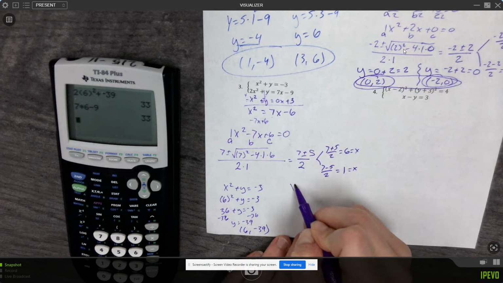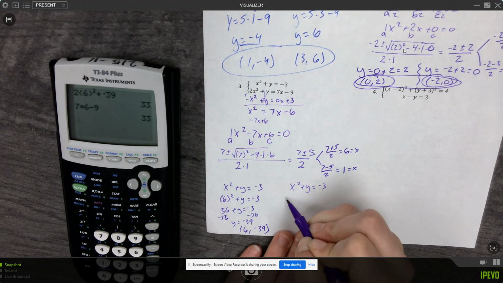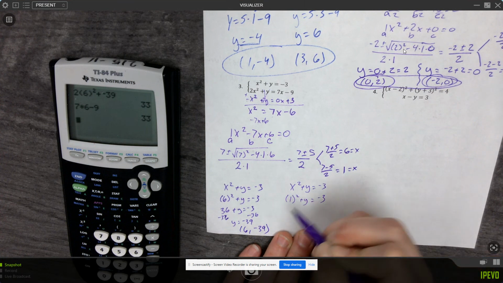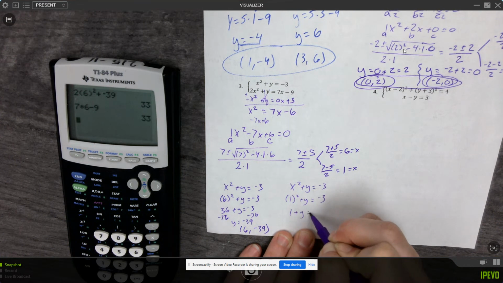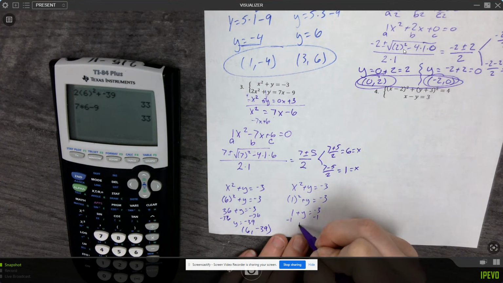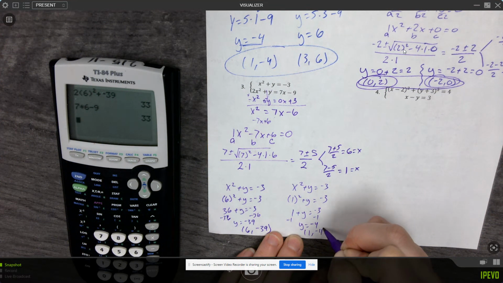Now do it again. x squared plus y equals negative 3. This time plugging in 1 for x. So 1 squared plus y equals negative 3. 1 squared is 1, plus y equals negative 3 minus the 1 because that's positive. So y equals negative 4. So your solution should be 1, negative 4.